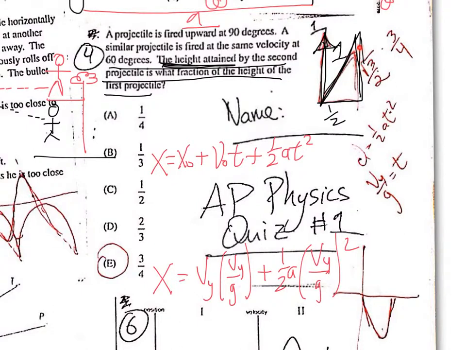So in the angled projectile, the initial vertical velocity is this fraction of 1, and so if we square that, we get this. So the height attained by the angled projectile will be 3/4 the height attained by the projectile fired straight up. 1 squared is 1, √3/2 squared is 3/4. Tough stuff there.